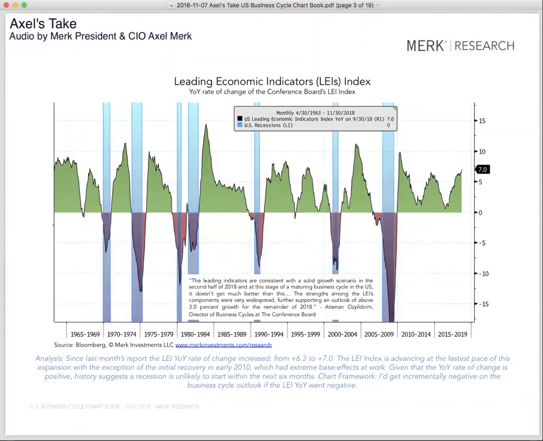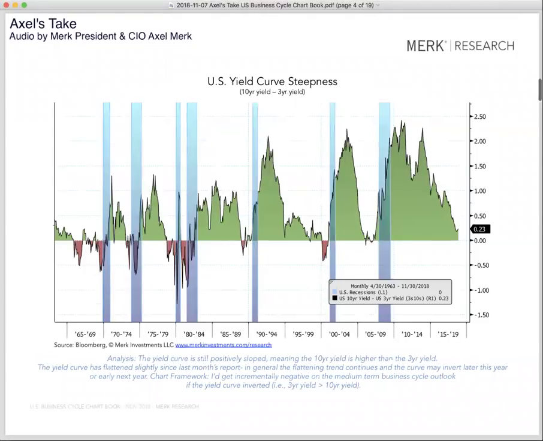Leading economic indicators look dandy, and the chart here says it all. The yield curve steepness, as a reminder, is the relationship between the short-term and the long-term end of the yield curve. And many people argue that recessions may be imminent as shorter-term rates go above longer-term rates. Here in this example, it's the 10-year yield versus the 3-year yield.